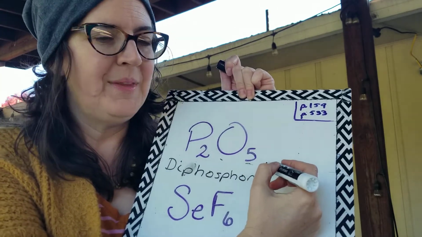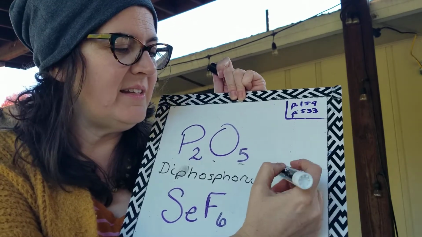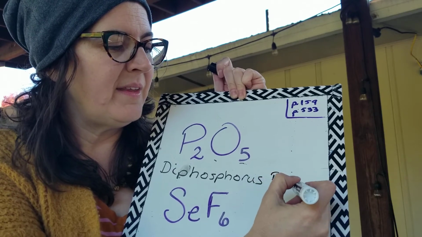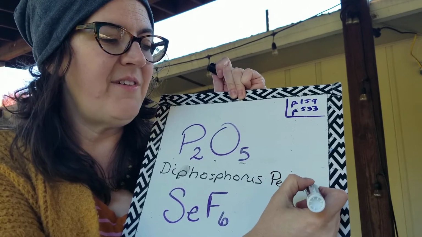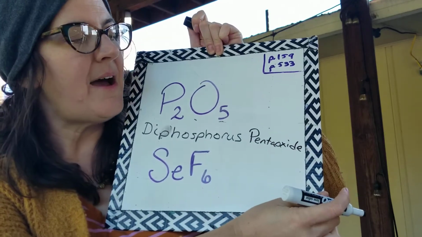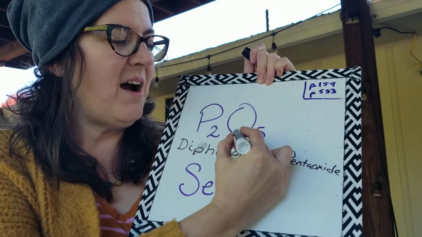Anybody know? Think of the Pentagon. Pentagon has 5 sides, like the building. So we have penta, instead of oxygen, we're going to make it oxide, you can see that. So pentaoxide. So we have diphosphorus pentaoxide.